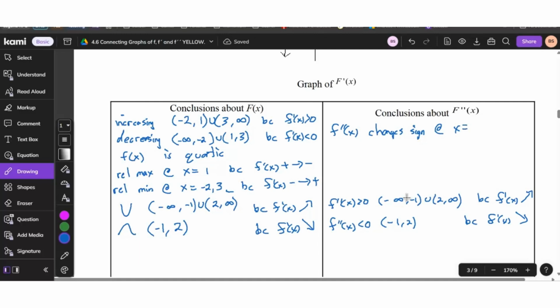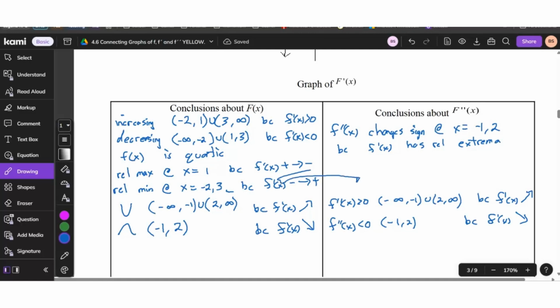Why? And 2, because there's relative terms. Yeah, negative 1 and 2, because those are the relative extrema of the derivative. Absolutely. And our reasoning then is just because f prime of x has relative extrema. Good work. What else can we say?